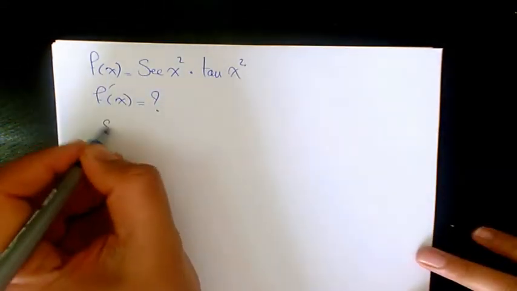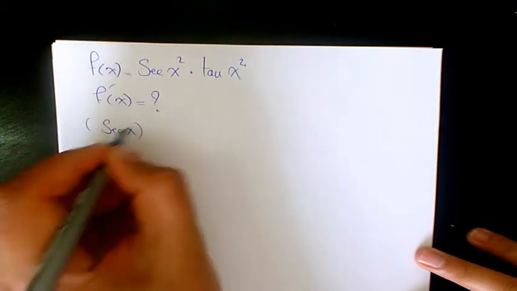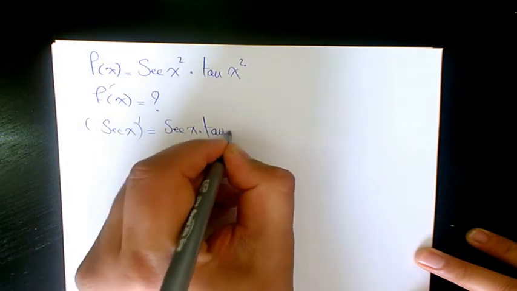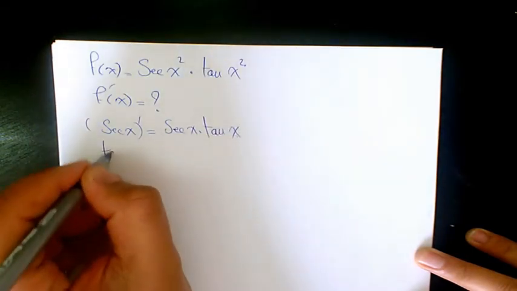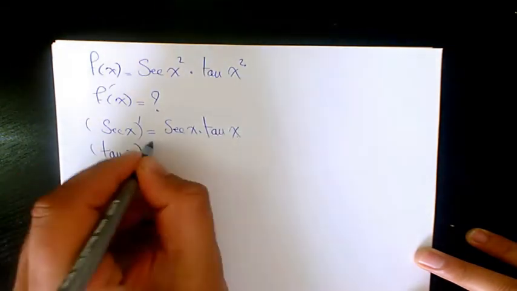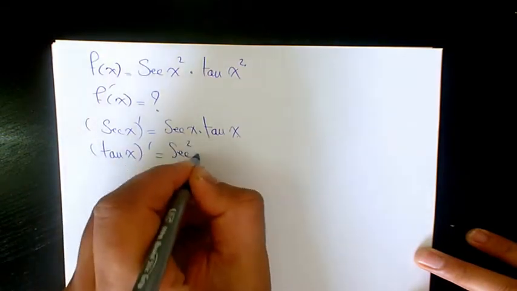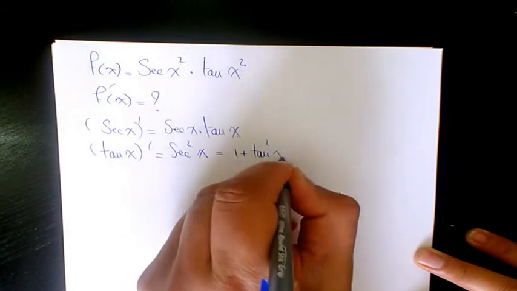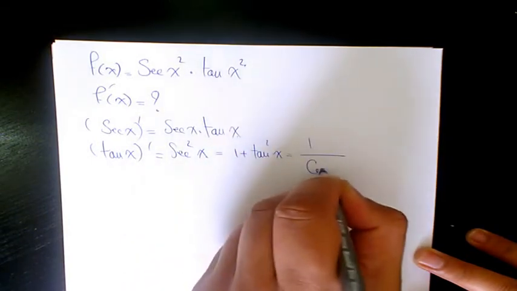We know the derivative of secant x is secant x times tan x. The derivative of tan x is secant squared x, or 1 plus tan squared x, or 1 over cosine squared x.